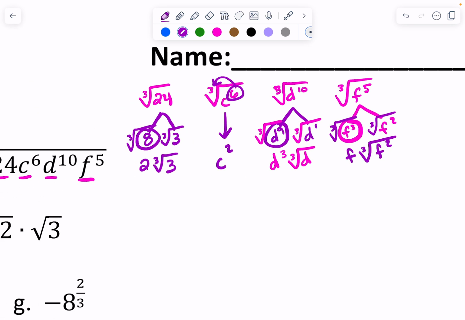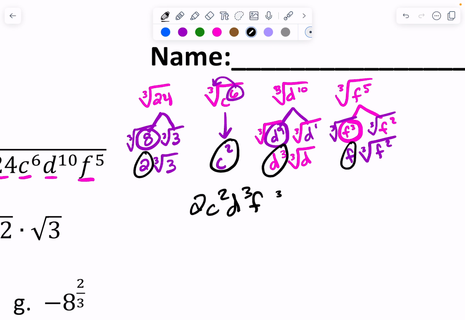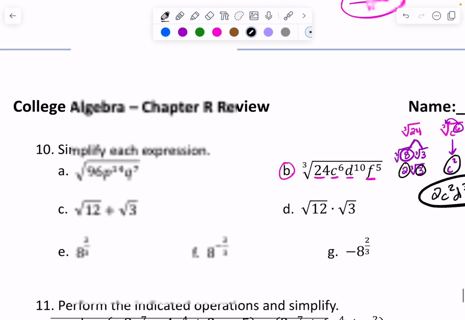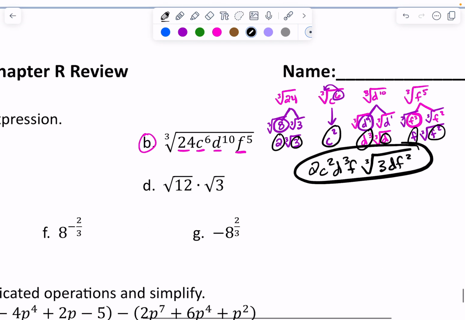All right, now I put everything back together. So on the outside, I have 2, and c squared, and d cubed, and f, and underneath of my cubic root, I have 3, and d, and f squared. And there we are, okay? All right, so this one over here again was a square root. We did a cubic root here.